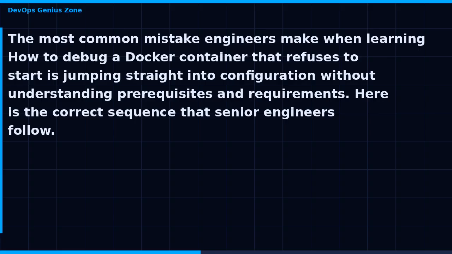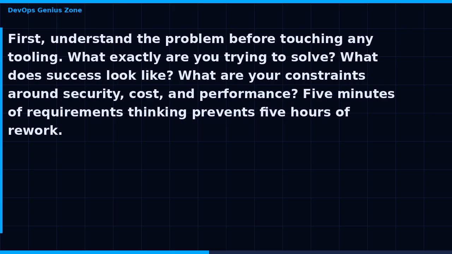Second, start with the simplest working setup. Get something running end to end before adding any complexity. Every layer of complexity you add before having a working baseline makes debugging dramatically harder. Third, version control every single thing from day one.